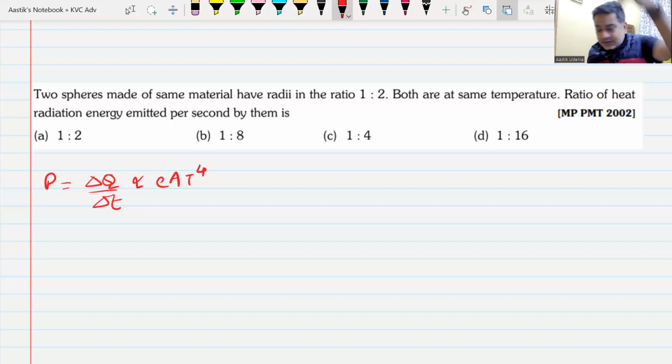So the radii are in the ratio of 1:2. So this will be in the ratio of 1:4. So the correct answer is 1:4. Do we understand this? Yes, sir. Next question.